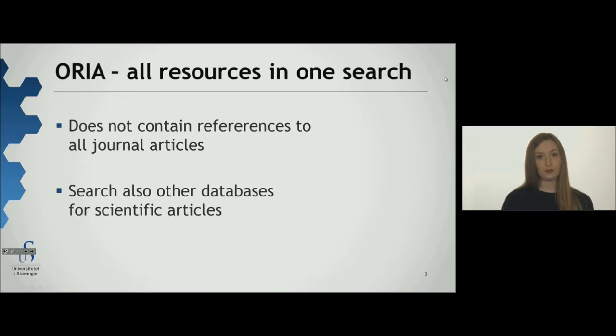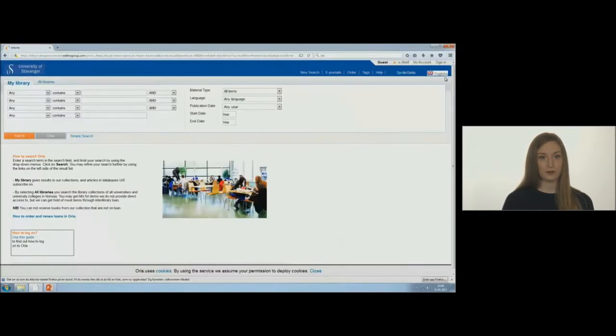If you're doing a subject search for scientific articles, you should also search the databases created for these. To find books on your reading list or books about a specific topic, search the library catalog, ORIA. You can do a simple search or choose advanced search. If you search for the topic carbon or CO2 and storage, you will get a lot of hits.